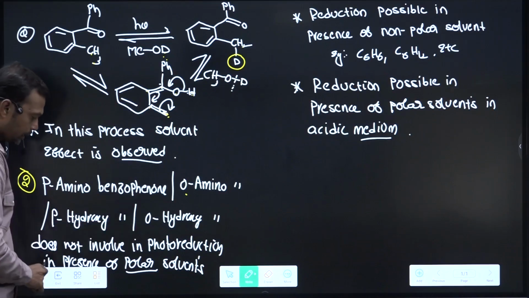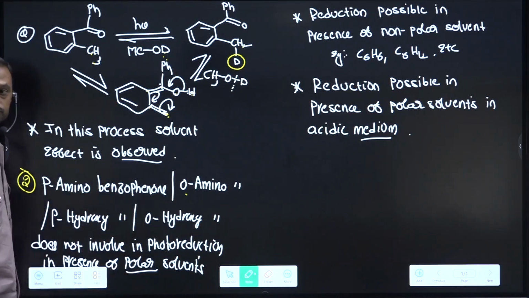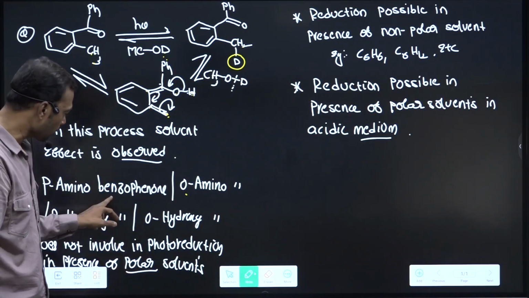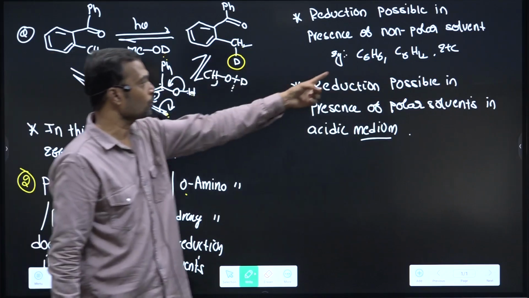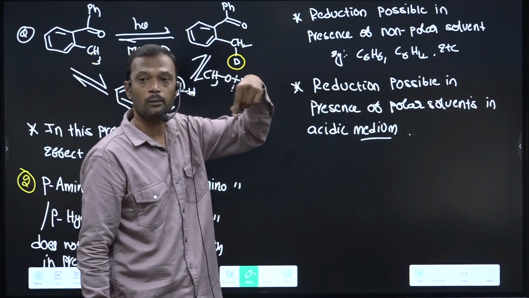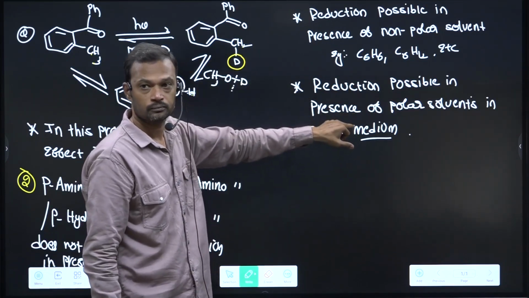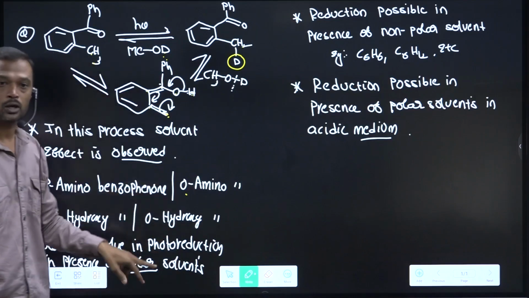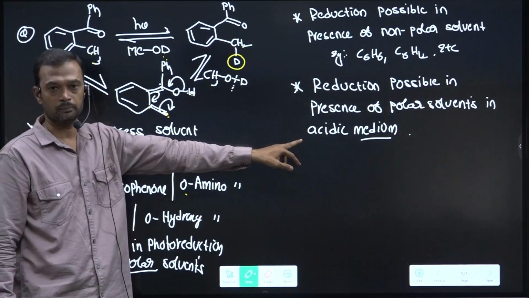Clear? But the thing is, they never undergo reduction in the presence of polar solvents. But if you want reduction, especially of this particular functional group, use only a non-polar solvent. But still, if a non-polar solvent is not available in your laboratory, at that time use acid with a polar solvent. If you still want to do it with a polar solvent, reduction is possible, but use it in an acid medium.